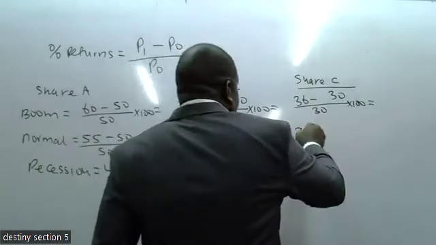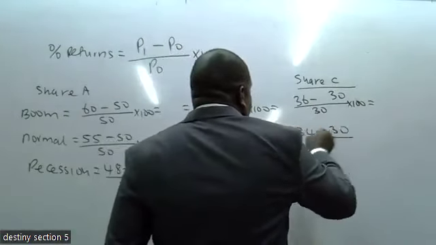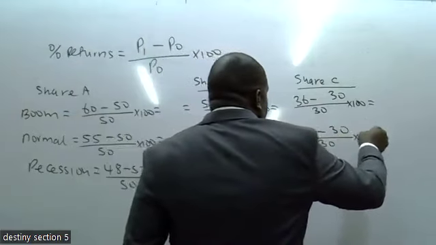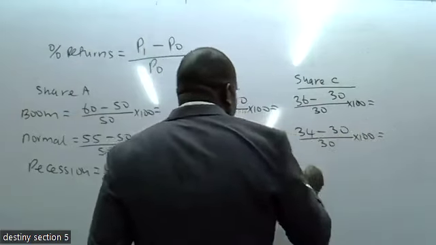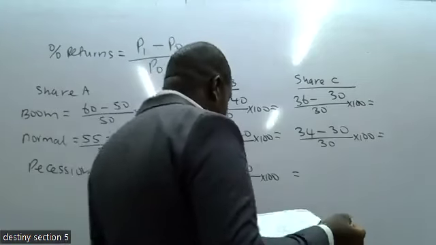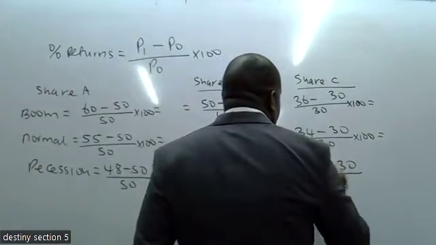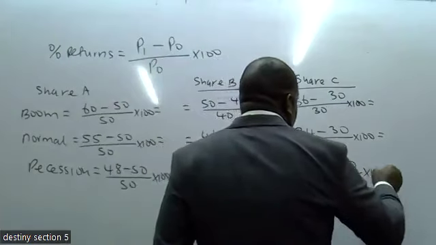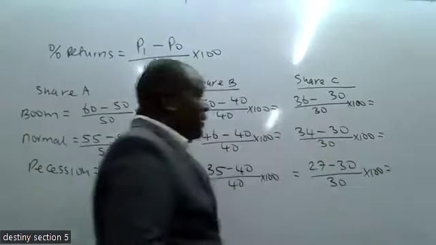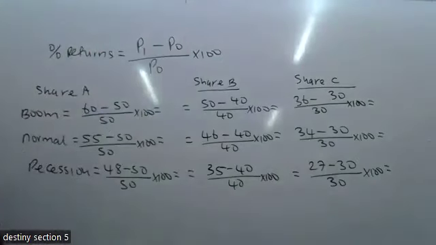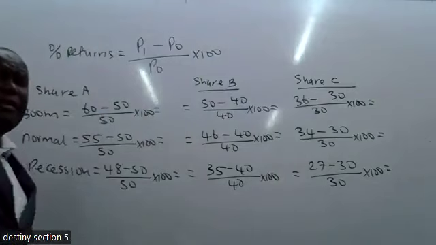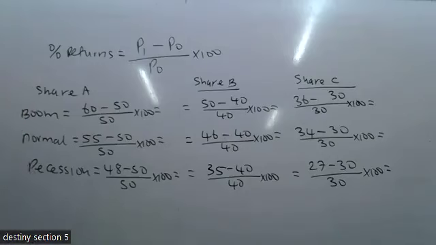Next one is 34 minus 30, divide by 30, also express it as a percentage. The last one is 7 minus 30, also divide by 30, and express it as a percentage. So those are meant to be the percentage returns for share A, B, and C.